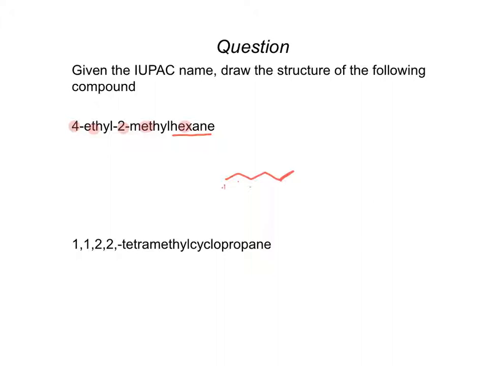Now I'm going to start numbering. I'll start numbering on the left, so this is 1, 2, 3, 4, 5, 6. There's a methyl group at the 2 position, so I'm just going to draw that. And then at the 4 position, there is an ethyl group, and that's what that looks like. So this is 4-ethyl-2-methylhexane.